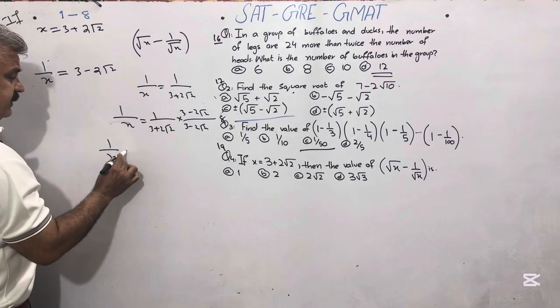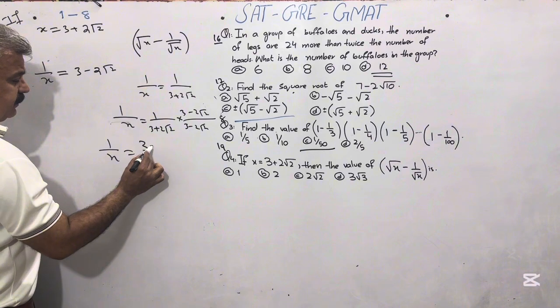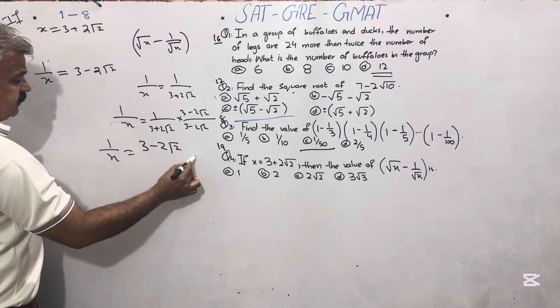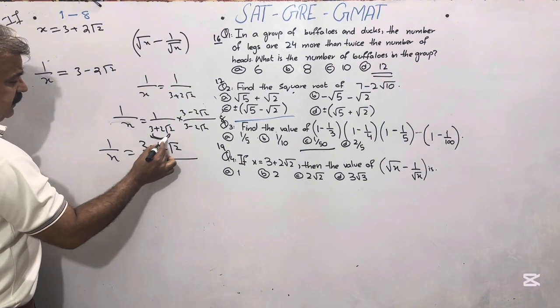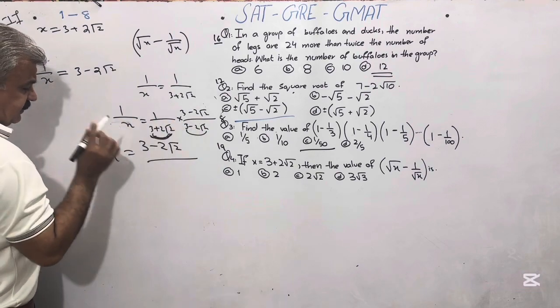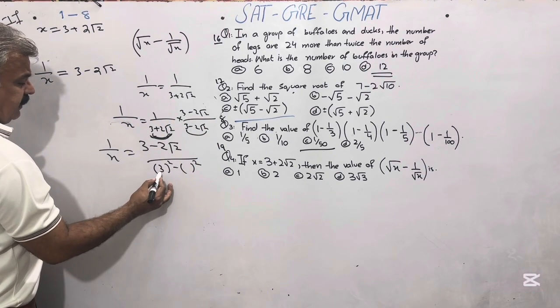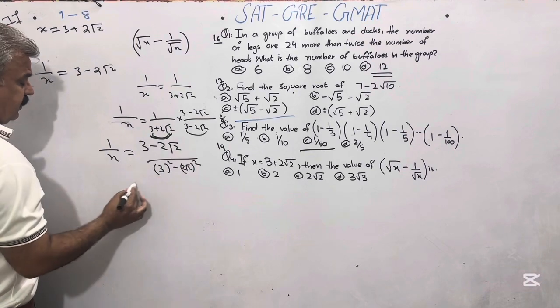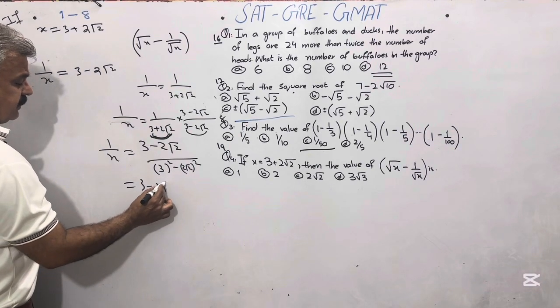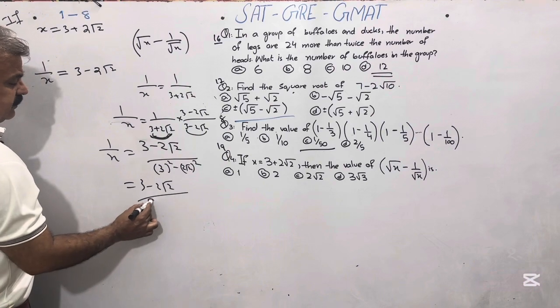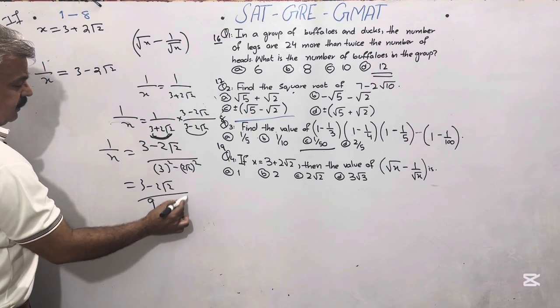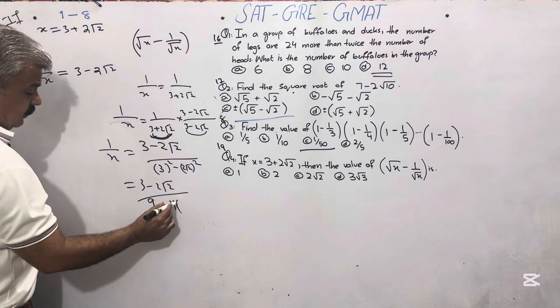So we have 1 over x. Multiplying with one in the numerator makes no difference. In the denominator, 3 minus 2 under root 2, we have the difference of two squares, which is equal to a square minus b square. Here a is 3 and b is 2 times root 2. The square of 3 is 9, the square of 2 is 4, and the square of root 2 is just 2.